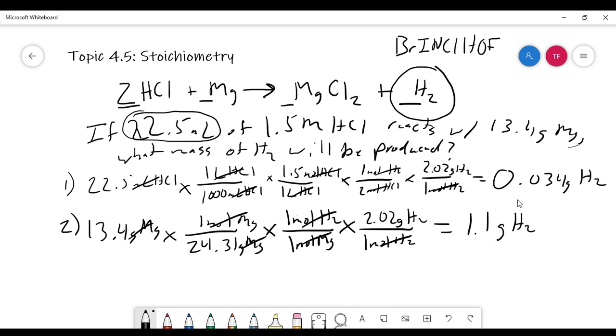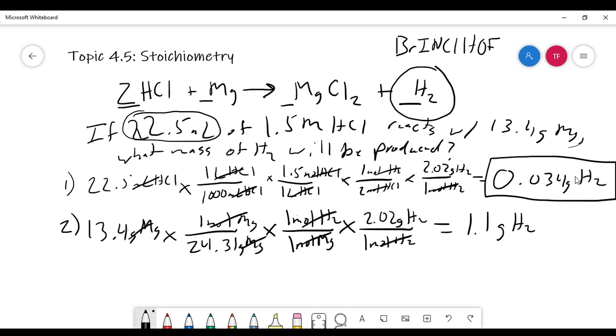So if you compare our two values for the mass of hydrogen produced from HCl and the mass of hydrogen produced by the magnesium, the HCl produces a lot less hydrogen than the magnesium will. The least amount of product is the answer. We cannot make 1.1 grams because the HCl will run out before we get to 1.1 grams. The HCl can only make 0.034 grams. Once we get to 0.034 grams, we've run out of HCl. The magnesium could keep going to 1.1 grams, but we've run out of HCl at that point.